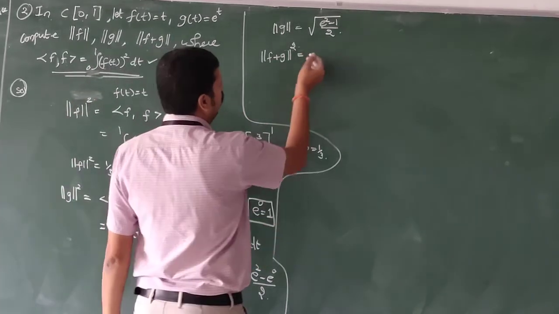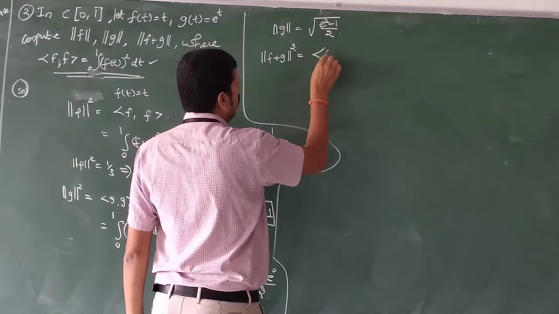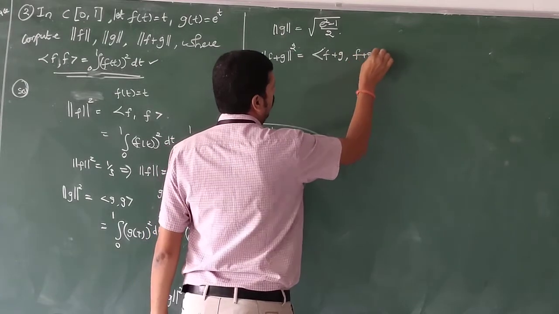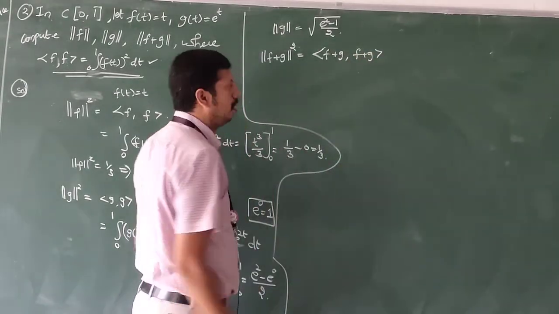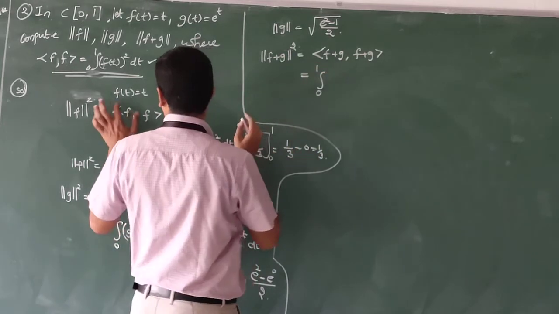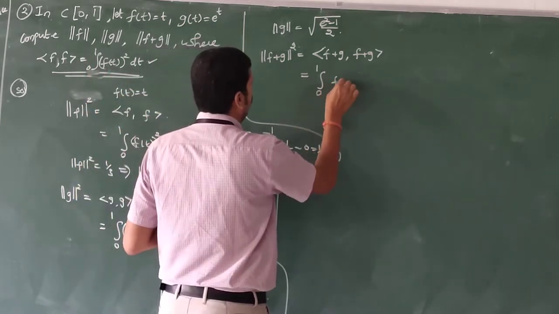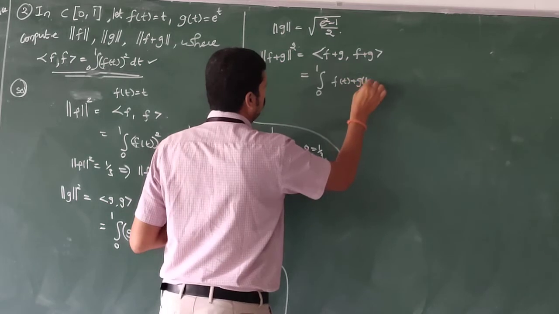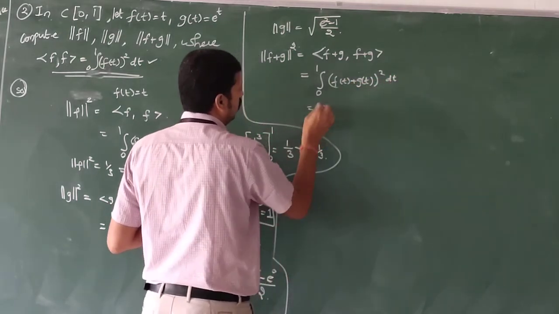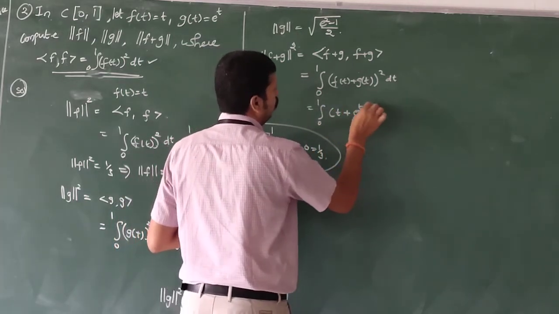Okay. So now we have the formula that the norm can be written as the inner product of f plus g with f plus g. So this can be written as the integral of f of t plus g of t, the whole square, dt. So what is f of t? f of t is t, g of t is e power t, the whole square, dt.